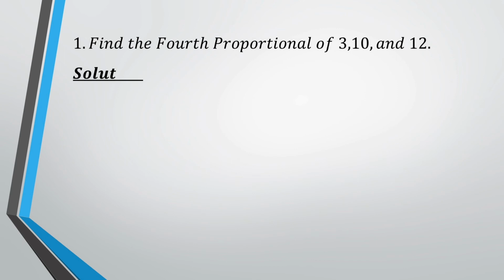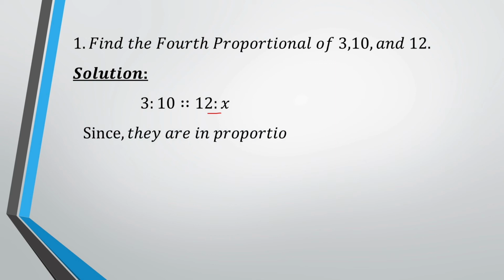Find the fourth proportional of 3, 10 and 12. Simple question. 3 is to 10 as 12 is to x. I have already told that the fourth proportional is the fourth term in the ratio. So we already know that if you are knowing about proportionals, these three elements and this x, these four are in proportion.